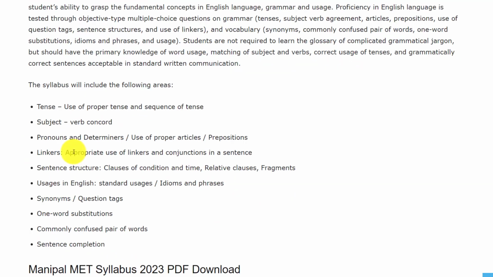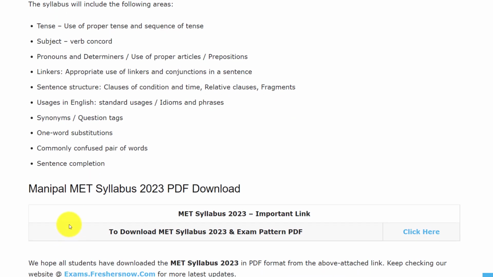Coming to English, the topics are tenses, subject verb concords, pronouns and determiners, articles and prepositions, linkers, sentence structure, usages in English, synonyms, one word substitutions, commonly confused pair of words, sentence completion. This is all about the syllabus and exam pattern of Manipal MET 2023.